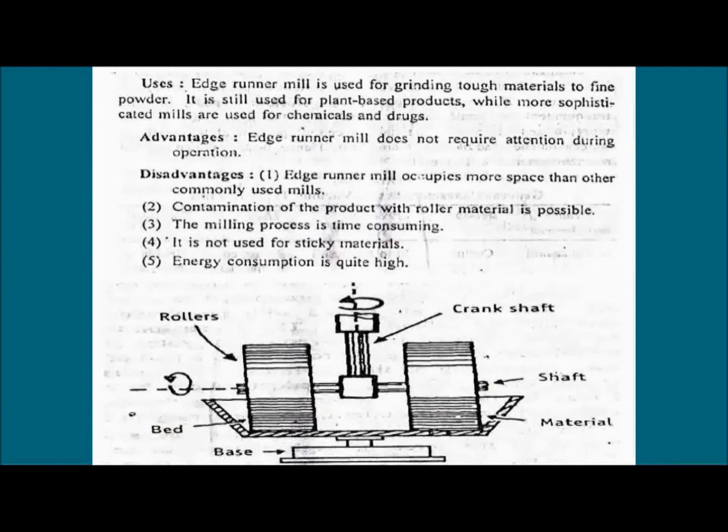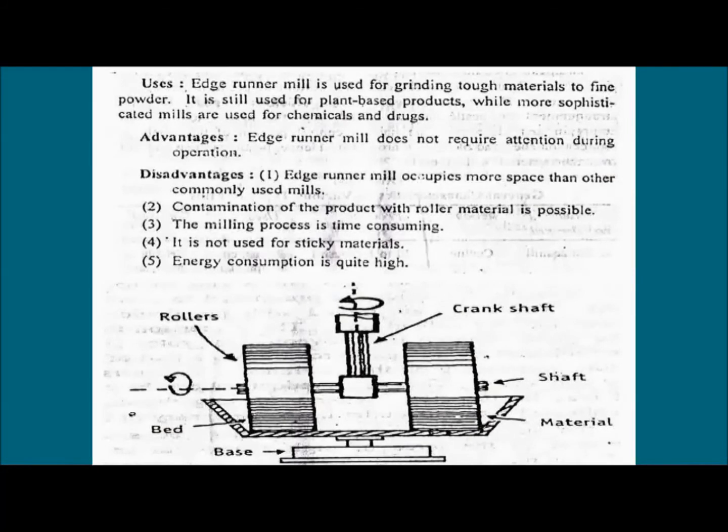It is still used for plant-based products, like making powders from different plant parts, like your bark, seed, etc. While more sophisticated mills are used for chemicals and drugs. So this machine is generally not used for chemicals and drugs. Advantages of edge runner mill, it does not require attention during the operation. Once you start it, it will keep going, the process will go automatically.